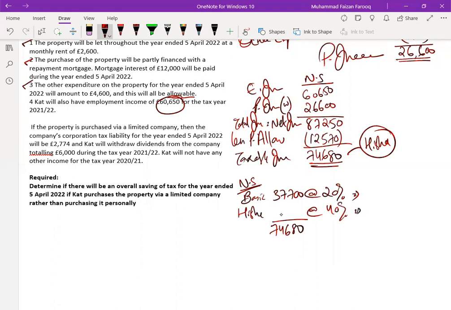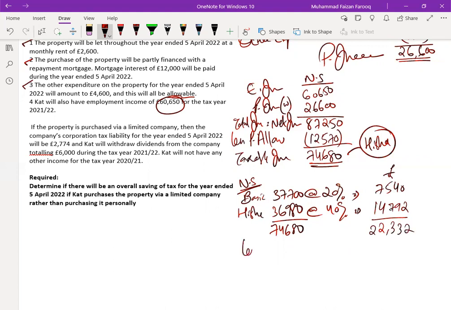Can you tell me the answers? First one is 7,540, and the higher one is 14,792. Adding up, 22,332.